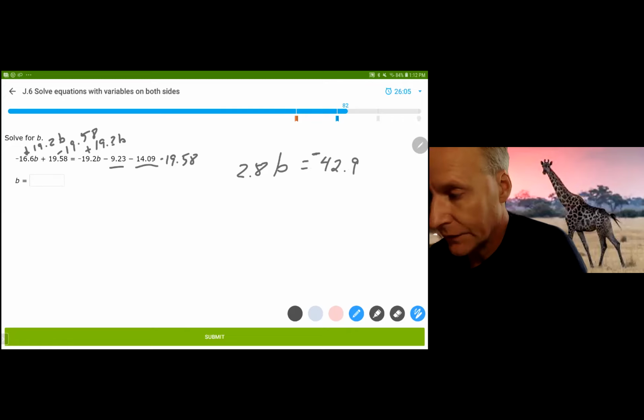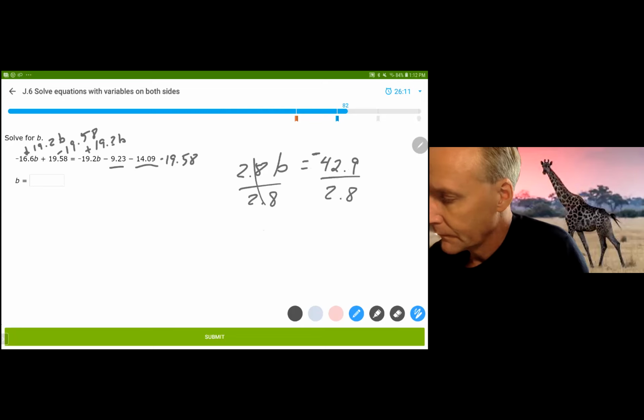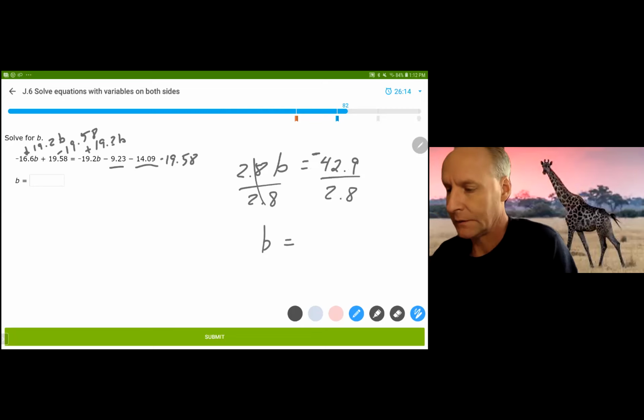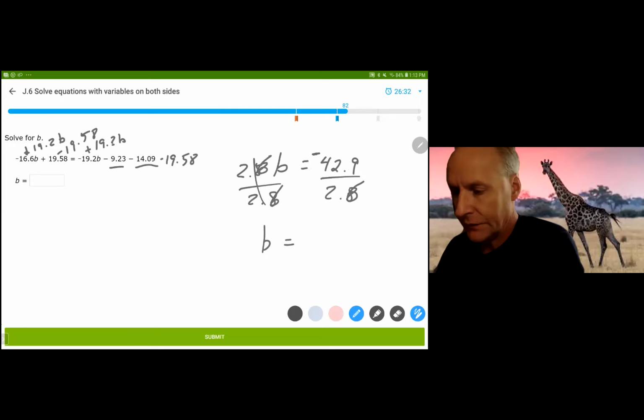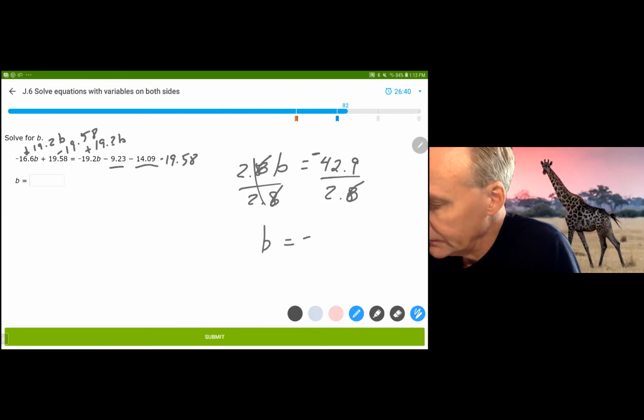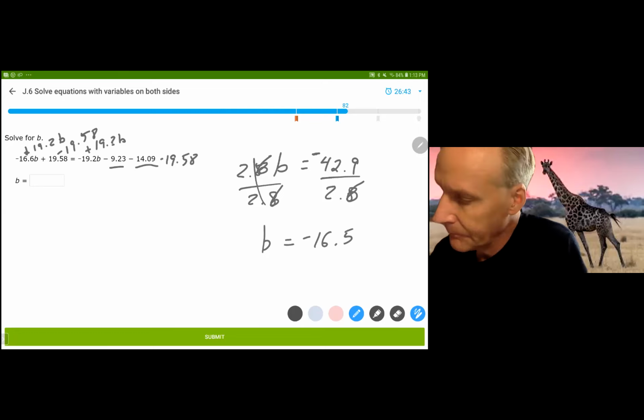And it is negative, don't forget the negative, and divide by 2.8. B equals, oh, I wanted to check my work over here, make sure I didn't make a dumb error. Negative 16.6b plus 19.2b, 2.6. Oh, there it is. Seems to give me trouble for some reason. All right, so we've got 42.9 divided by 2.6, we get negative 16.5, it looks like.